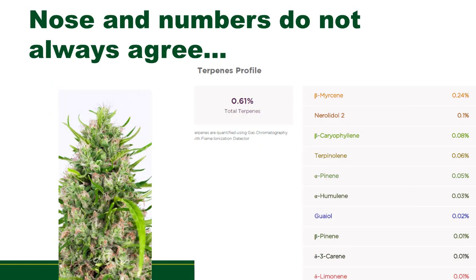All right, so this is a great example from my stock. This one is called Bell. And the nose and the numbers do not agree. I mean, look at this. This is pretty terrible. 0.6% terpenes. But this plant will knock you down.